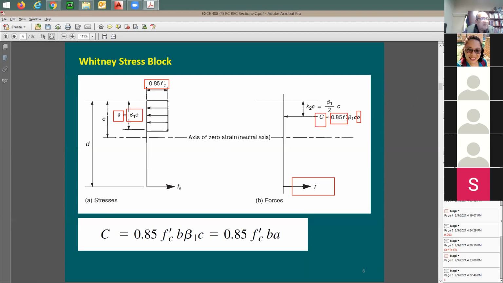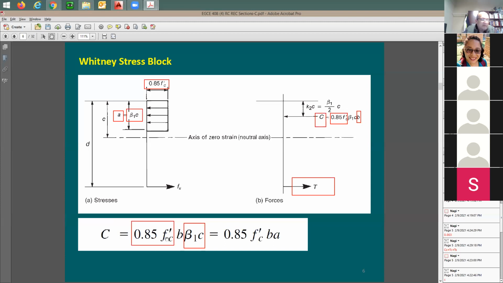This gives you the stress on the top. If you look here, the stress on the top, multiplied by the width b of the beam, multiplied by the compression block depth a, which is beta one times c. All of these are variables. I don't know any of them yet. At a certain point, I'm gonna say, okay, here's what I have, here's what I need to solve for. And in order for me to do this, I need to come up with some assumptions and then confirm that these assumptions were correct.